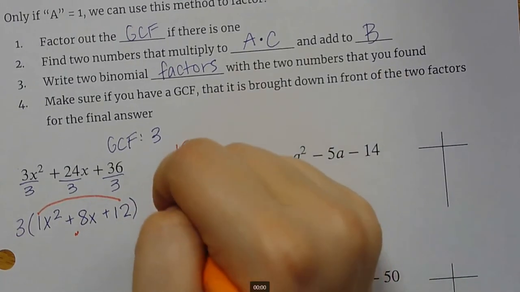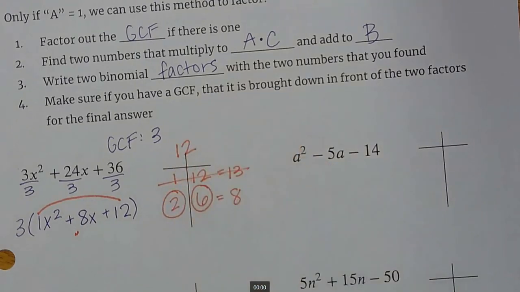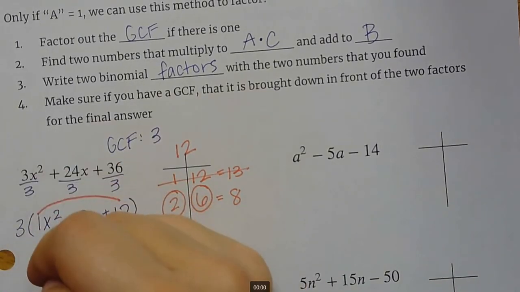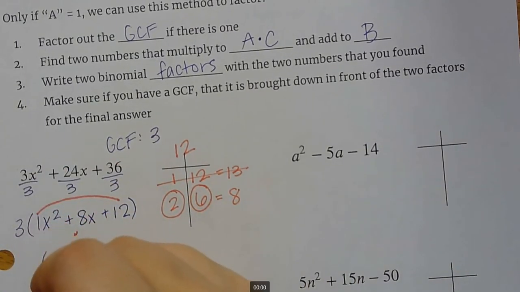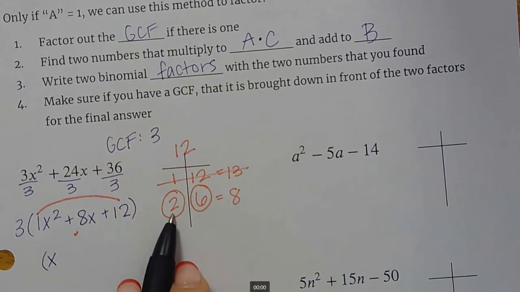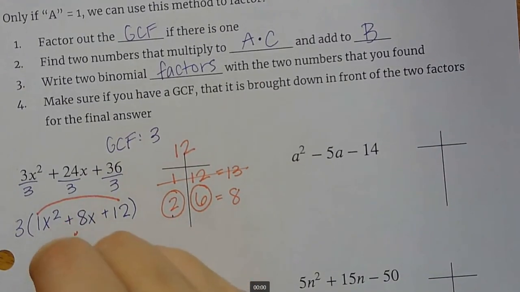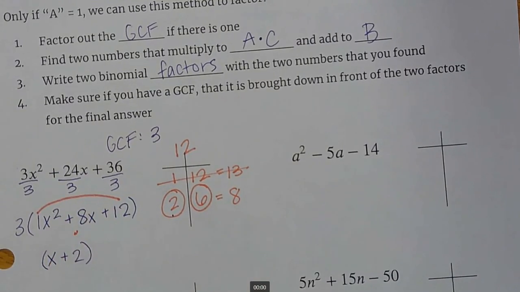Okay, so I want you to circle 2 and 6. Those are the two numbers we needed to find that multiply to a times c, but add to b. Once we find those, now we're just going to write out two binomial factors with them. So I'm going to have parentheses x, and then that's a positive 2, right? So I'm going to write plus 2 close parentheses. That's my first factor.